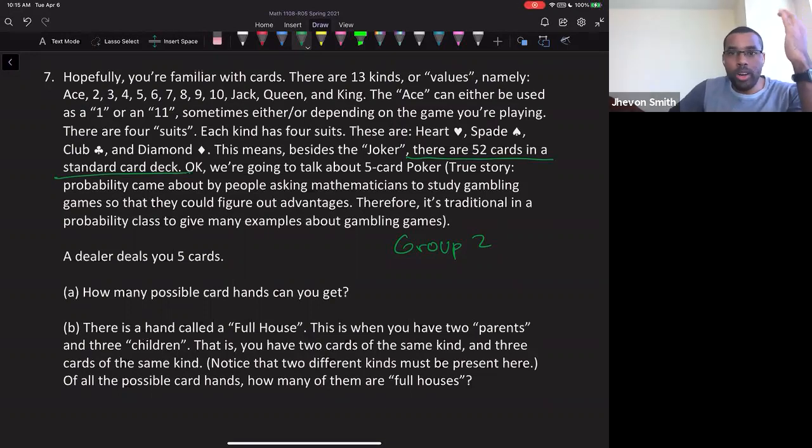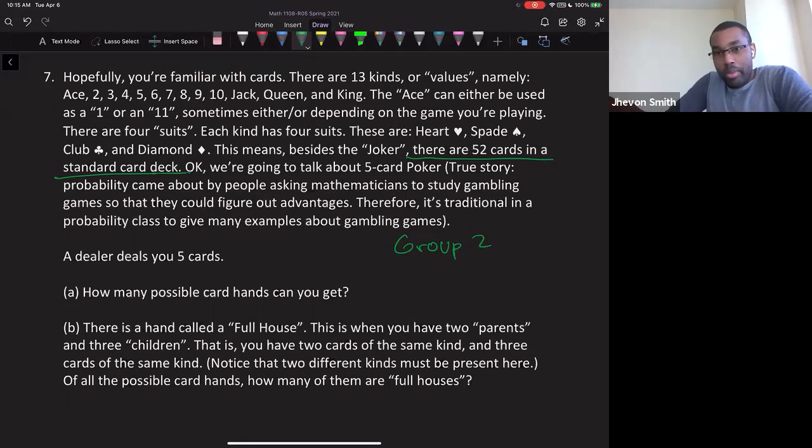Now we're going to talk about 5-card poker. You don't need to know about 5-card poker. Everything you need to know is in this problem. But fun fact, probability really came about by people thinking through gambling situations, believe it or not. This is where the mathematics of probability came from. Back in the day, gambling was a very common pastime, and people wagered a lot of money. People would bet their entire estates.